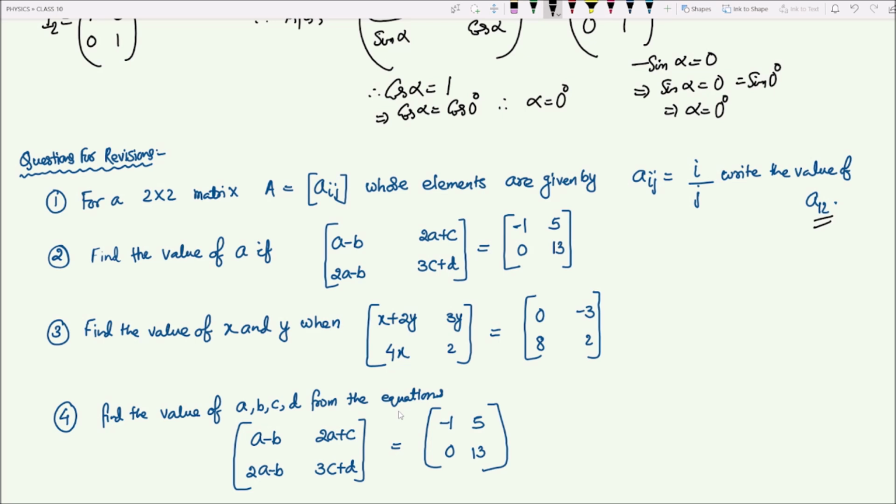In the next class, we will solve these problems and then start the operations of matrices. And in operations of matrices, we will see how two matrices can be added, subtracted, and further operations, scalar multiplication, two matrix multiplication, etc.